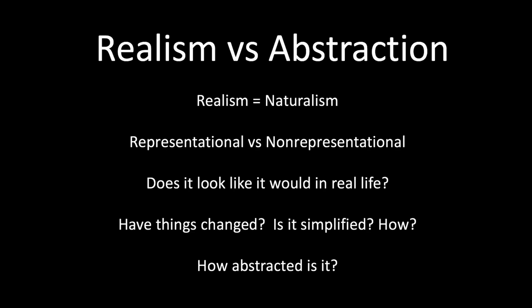Now, representational versus non-representational is just, is it representing an identifiable object or thing, or is it just completely abstracted? So that is another differentiation that you can make when doing your formal analysis of the work. So the questions to ask are, does it look like it would in real life? Have things changed? And is it simplified? And how is it simplified, or how is it changed? And how abstracted is it?